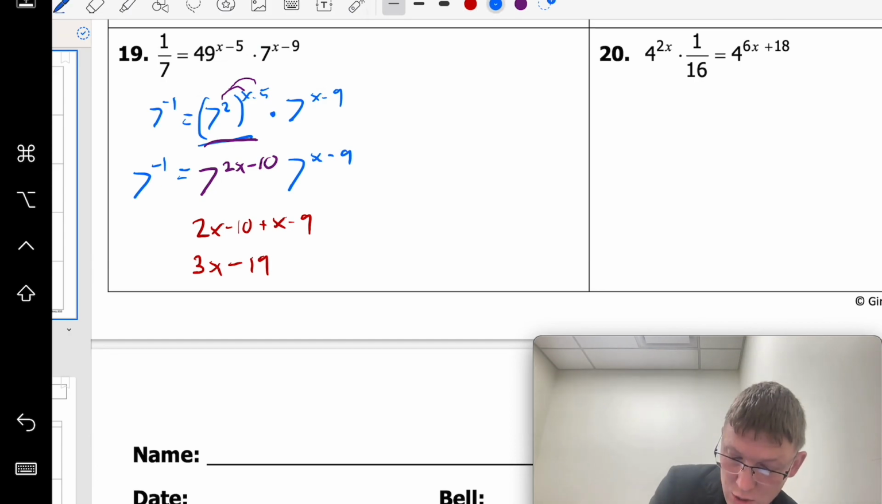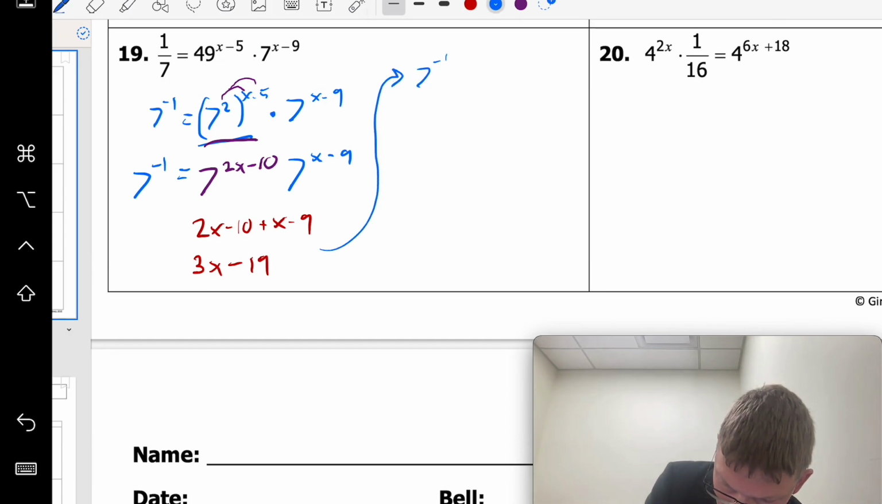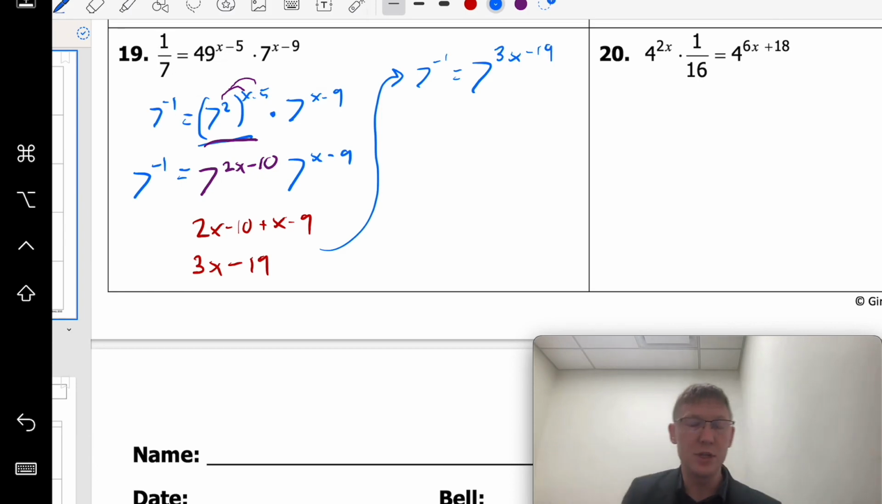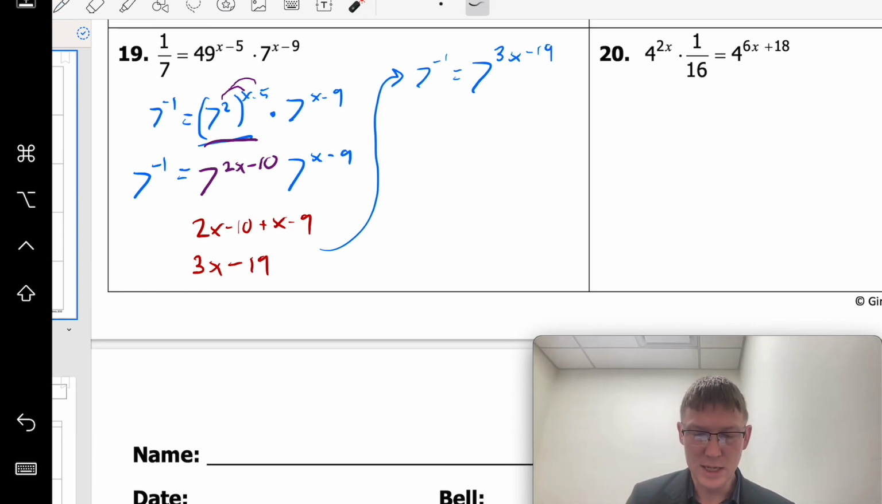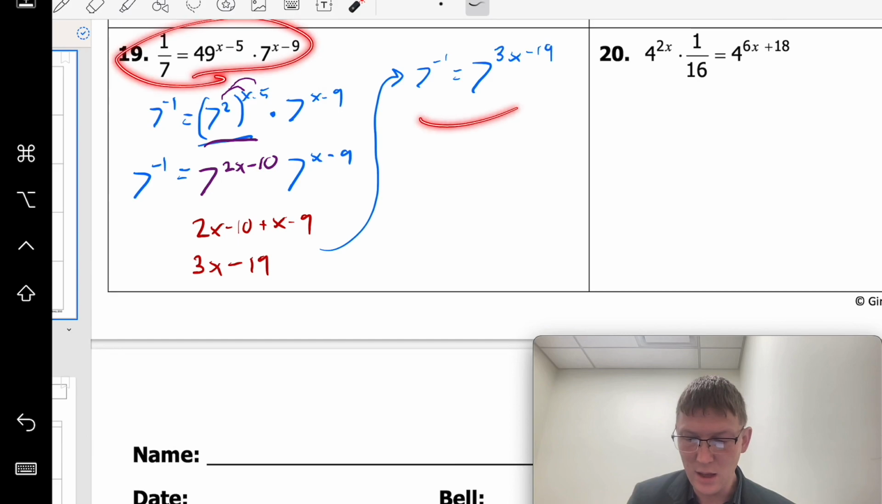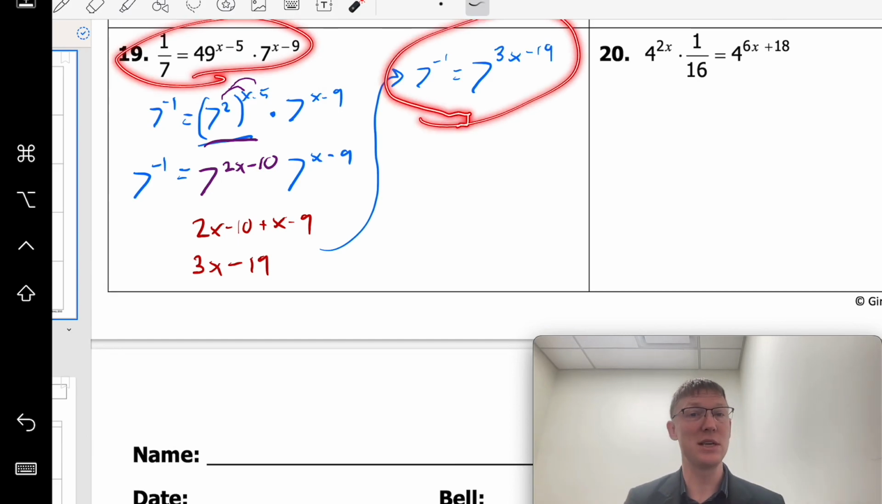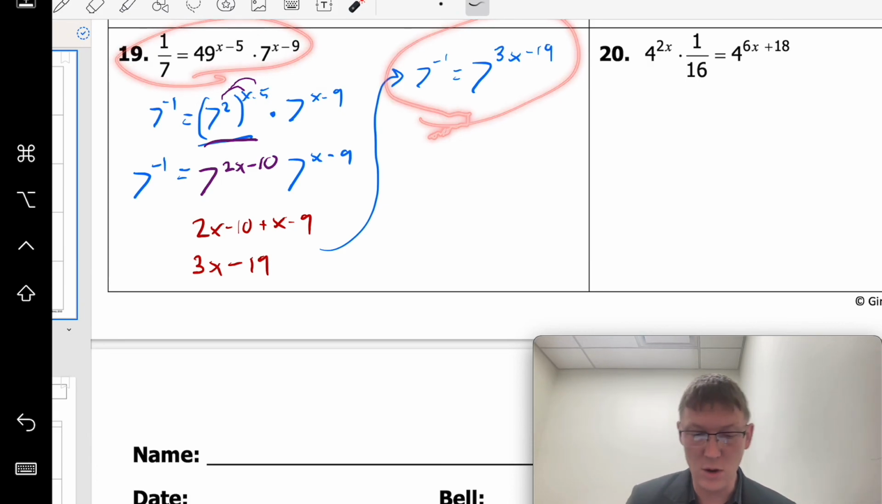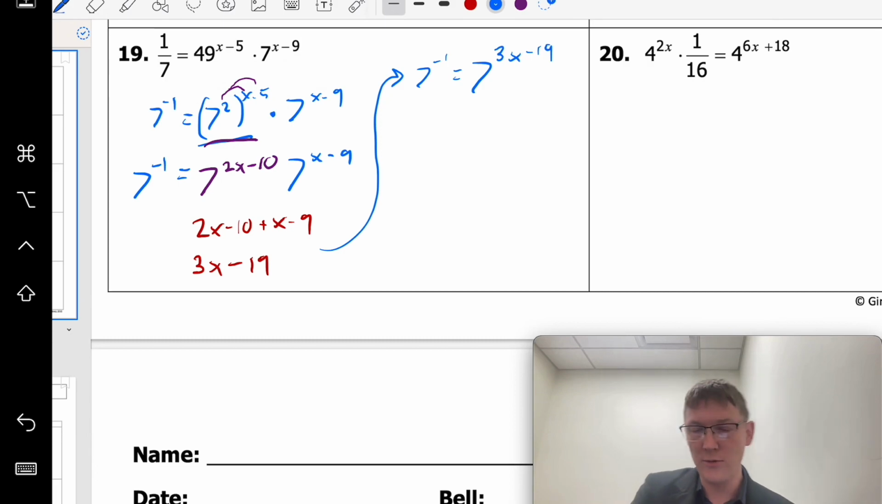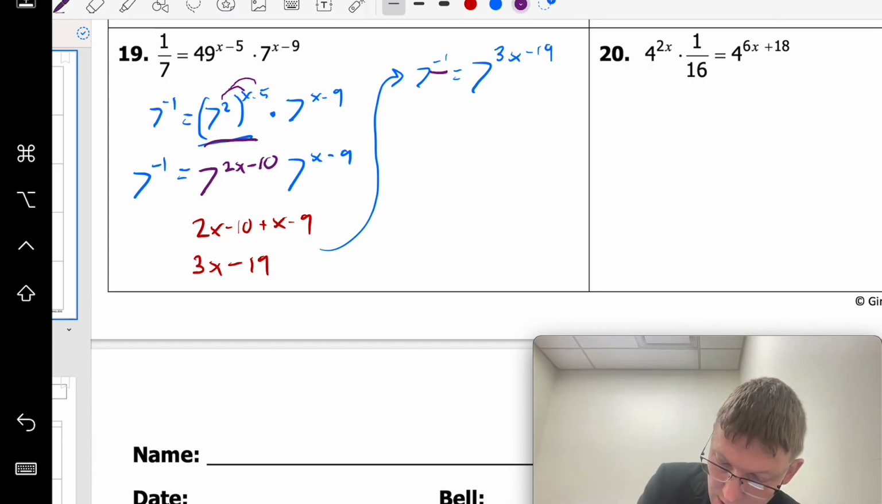So now my new problem is 7 to the negative 1 equals 7 to the 3x minus 19. So we just use our exponential rules to kind of change what this looks like into this. We haven't actually done the solving part of it yet. We're just manipulating the equation so that it looks easier, or it looks better, or better able for us to solve it. So then from here, we're just going to set our exponents equal to each other.